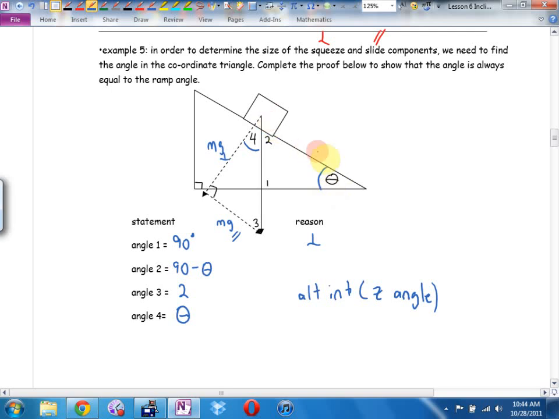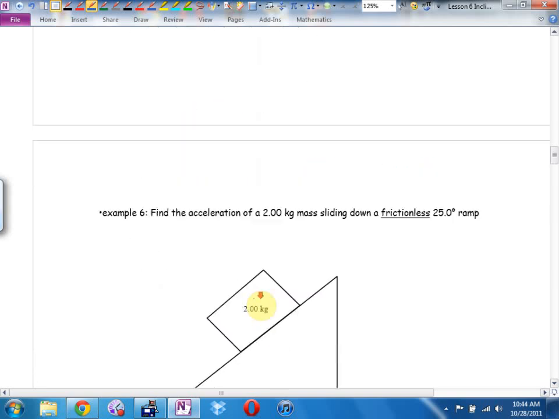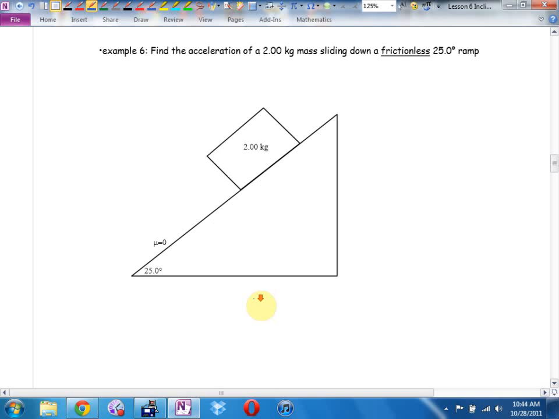Let's try one. Example 6 says, find the acceleration of a 2-kilogram mass sliding down a frictionless 25-degree angle ramp. Okay. What are the forces acting on this mass? Get the obvious one. Going to draw that nice and big and exaggerated. Mg. What else? Normal force, which is always at right angles.